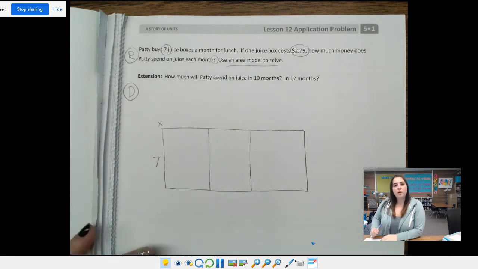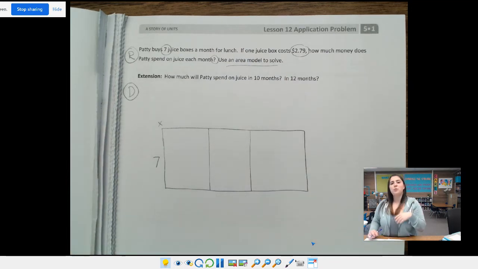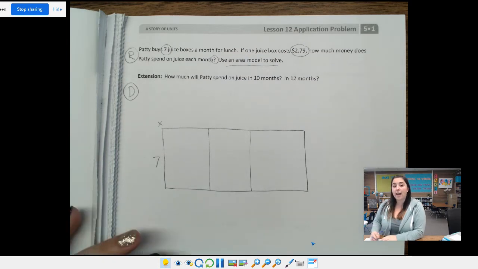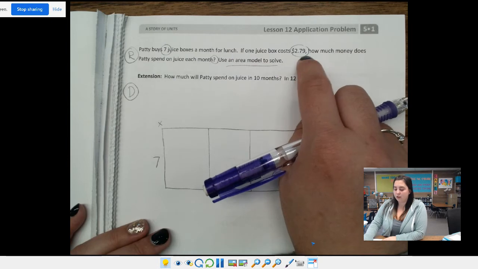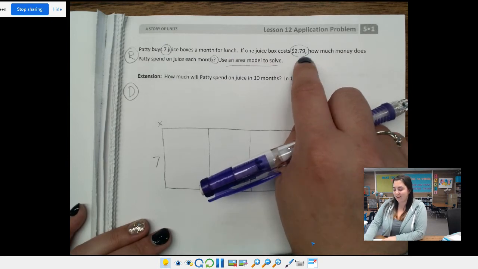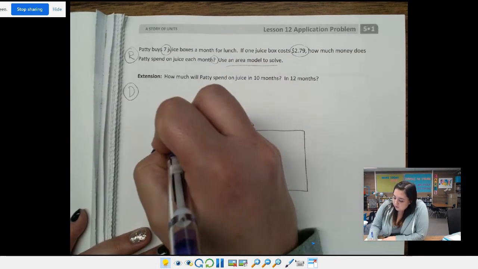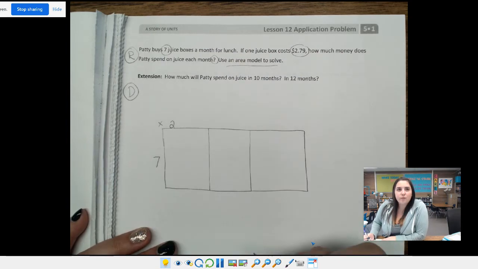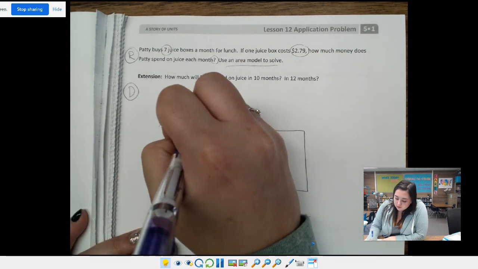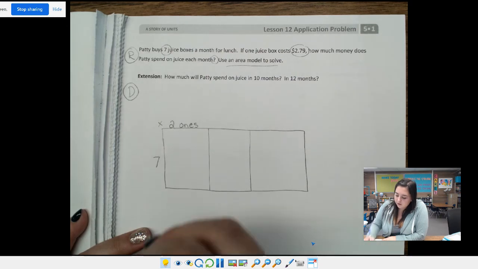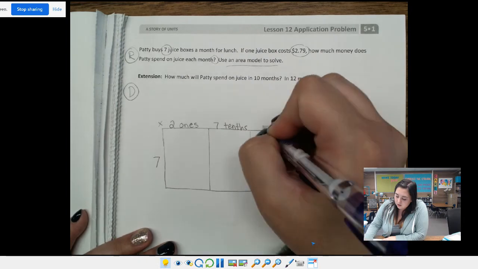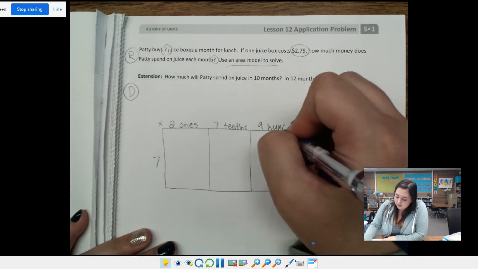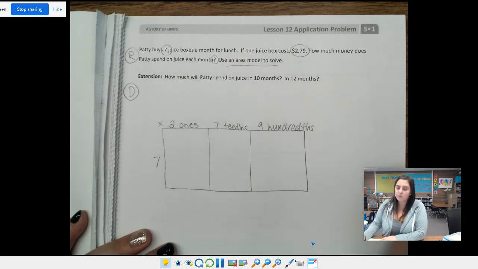When we do the area model, when we have a decimal, we also have to be clear about what value that digit has, because that's not a 9, that's 9/100, much smaller than a 9. In fact, it's 100 times smaller than a 9. So our first digit is a 2, and it's in the ones place. Our next digit is a 7, and it's in the tenths. And then we have a 9, and it's in the hundredths.